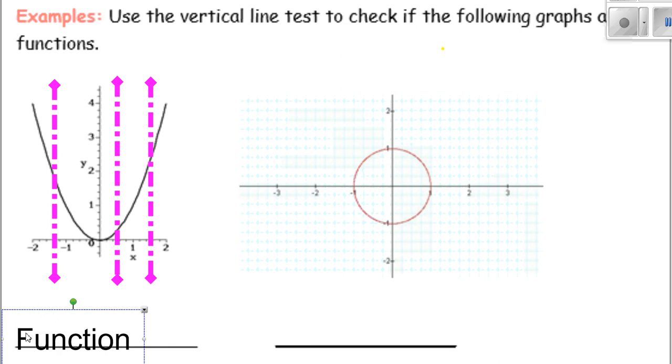Next one, kind of got a weird circle. Yeah, see, it's possible. If you did draw the vertical line here, it would cut just once. But we're not interested in that. We're just asking, is it possible for a vertical line to cut it twice? And this one, yes. So therefore, if it's yes, it can cut twice. It is not a function.